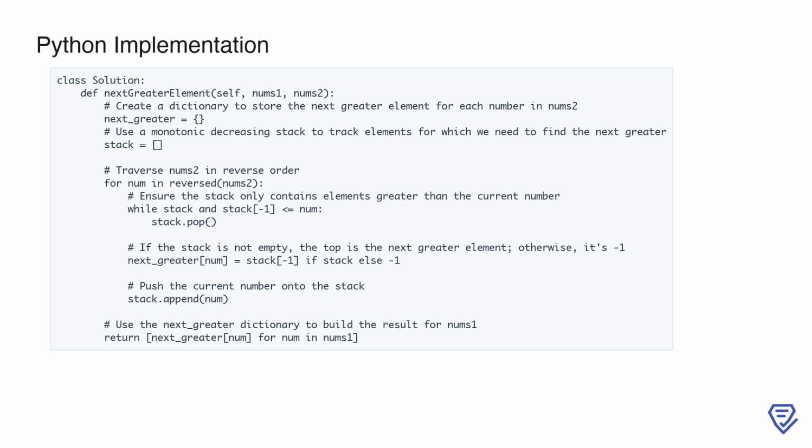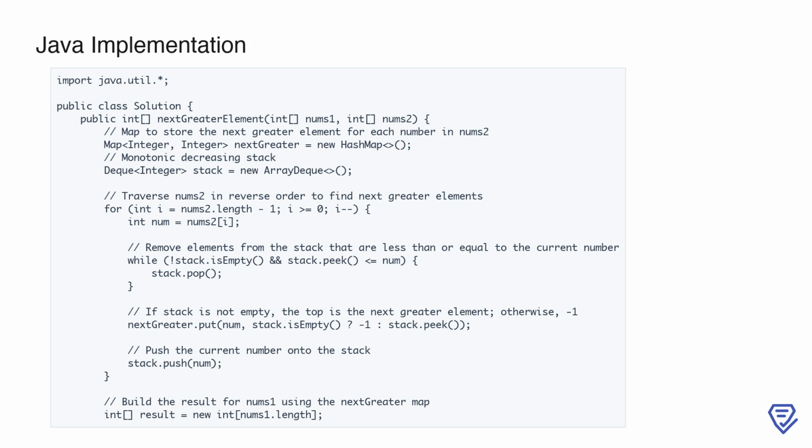This approach is both efficient and straightforward, leveraging the stack to reduce the complexity of finding the next greater element from O(n²) to O(n). The use of a dictionary ensures fast lookups, making the solution well suited for the problem's constraints. Here, we start by importing the necessary libraries and defining our solution class. The method next_element takes two integer arrays, nums1 and nums2, as inputs. The goal is to find the next greater element for each number in nums1 from the array nums2.